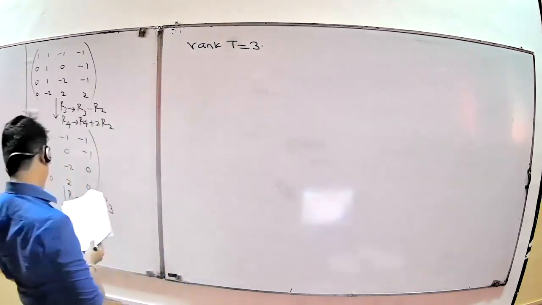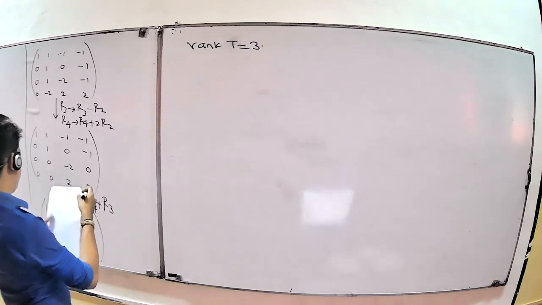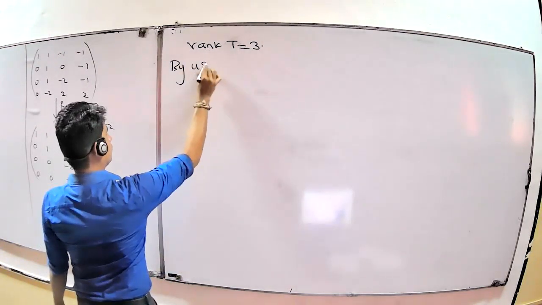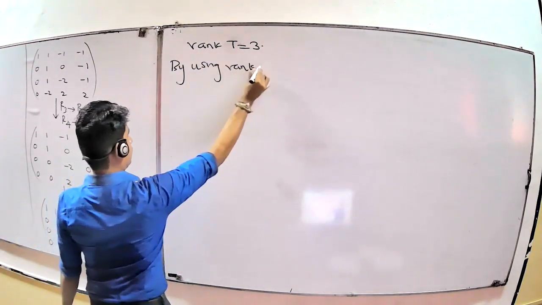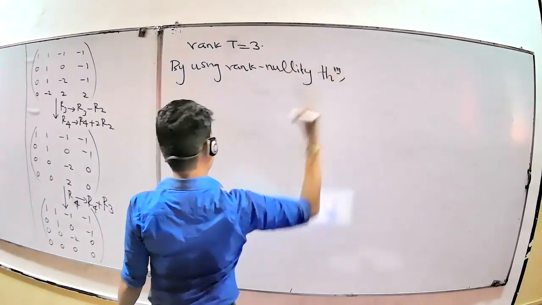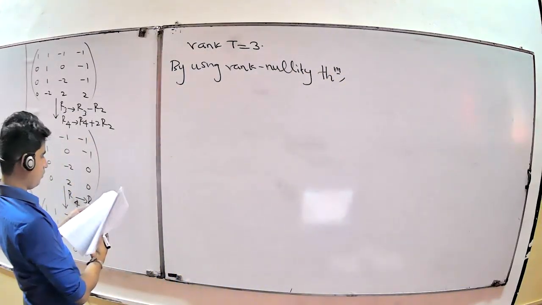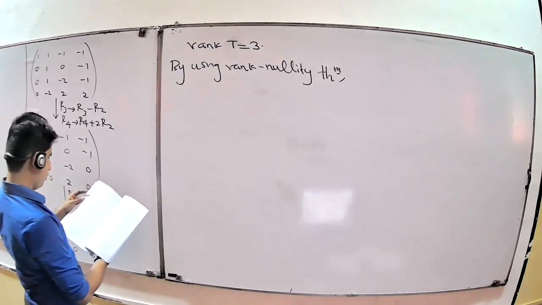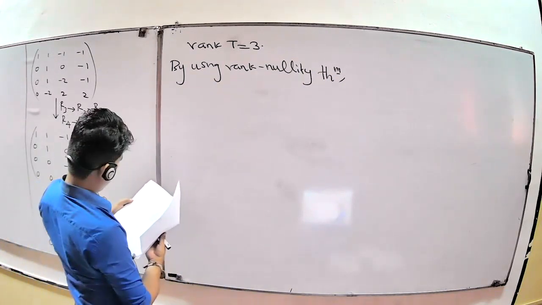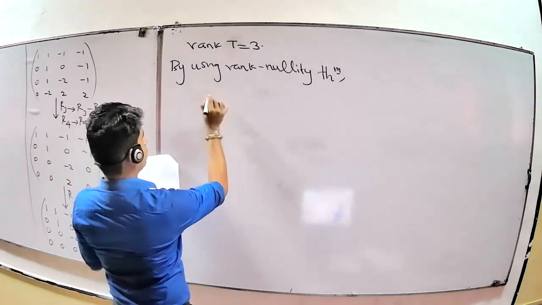Now they asked to find the nullity of T. For that part we use the rank nullity theorem, right? By using the rank nullity theorem, here, what is the dimension of B? The dimension of B is equal to 4, since B is the space of 2 cross 2 matrices. Dimension of B is 4.